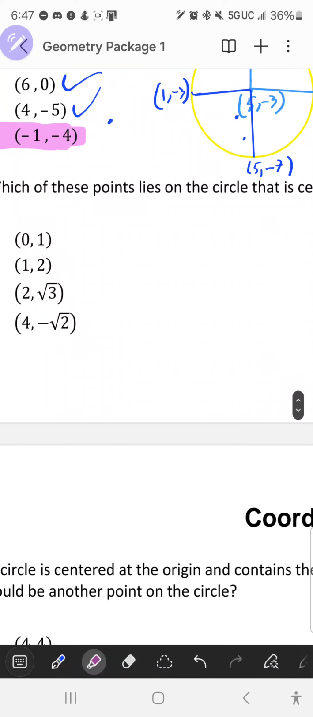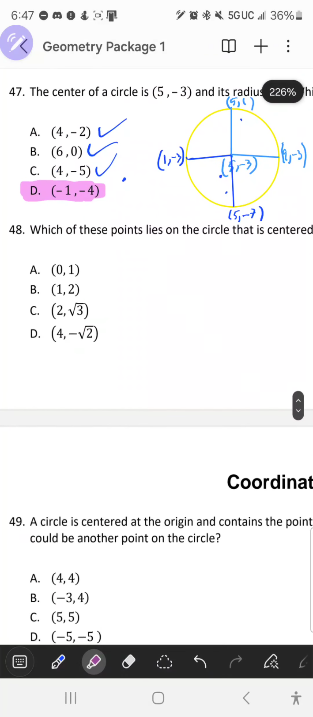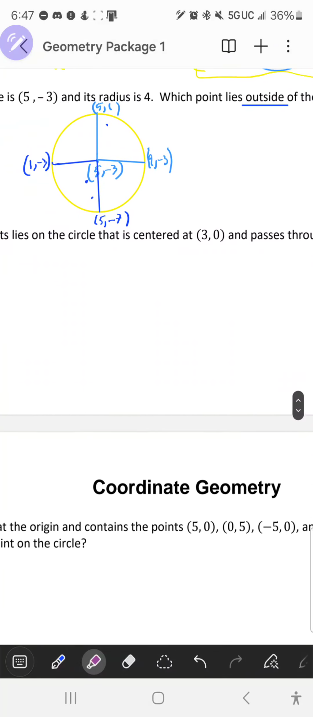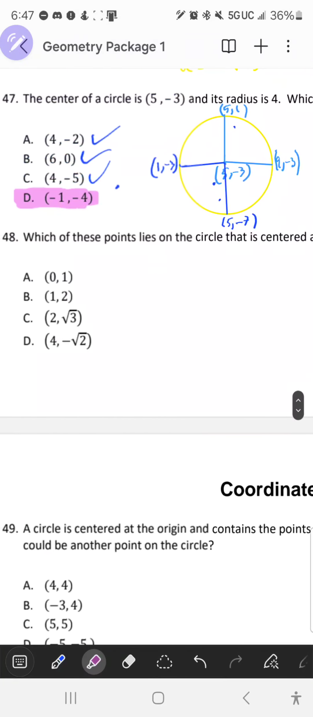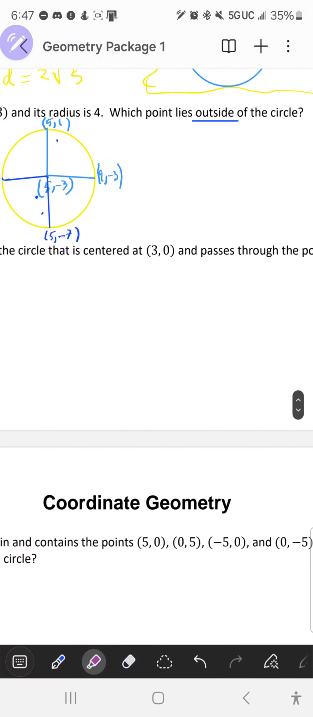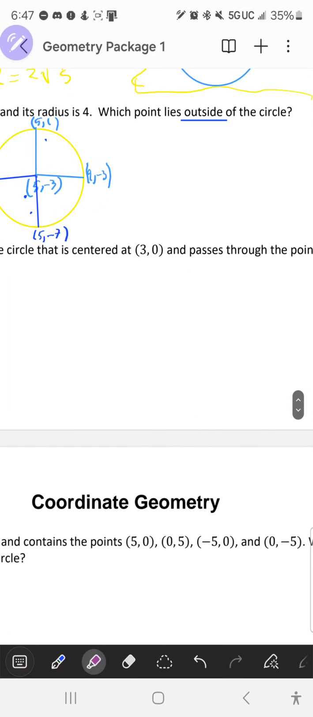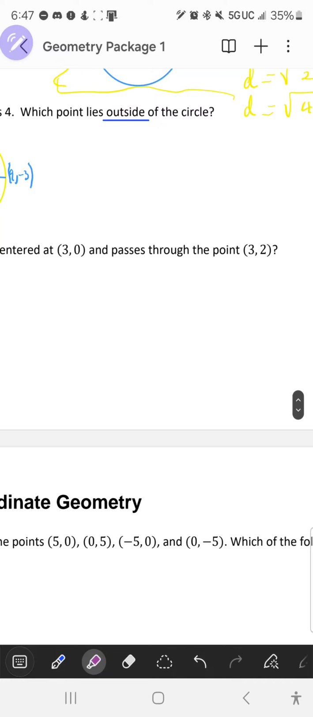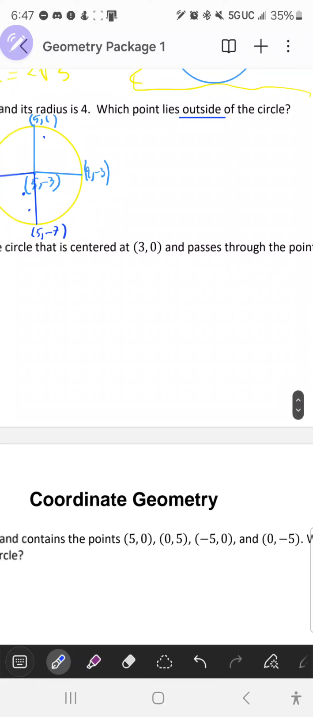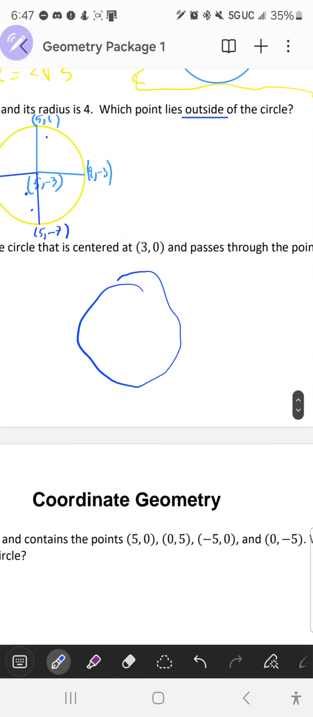Now 48 is the same. Now which of these points lies on the circle that is labeled: the center is (3, 0) and it passes through the point (3, 2). In this one we don't need to use any formula, we just graph it. Okay, I graph my circle.